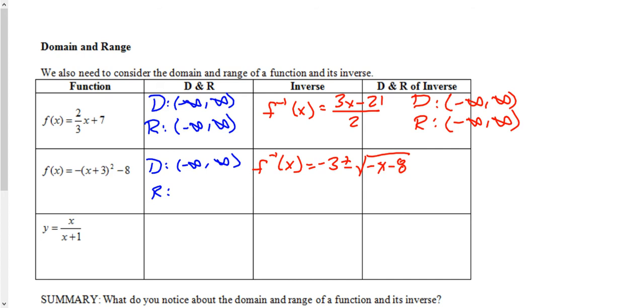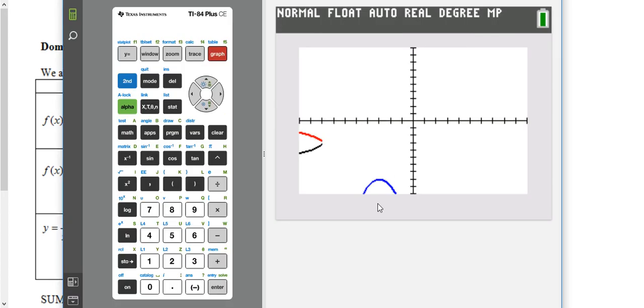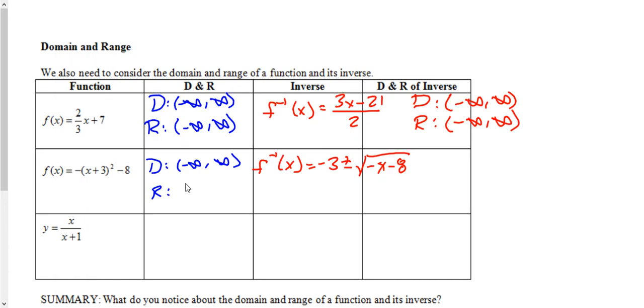If I go back to this graph here, my range, the lowest I go, which is all the way down here, by the way, your graph continues going all the way down, is negative infinity. That goes all the way up to as high as it looks to be, negative 8 right there. So my range is going to go from negative infinity all the way up to negative 8.